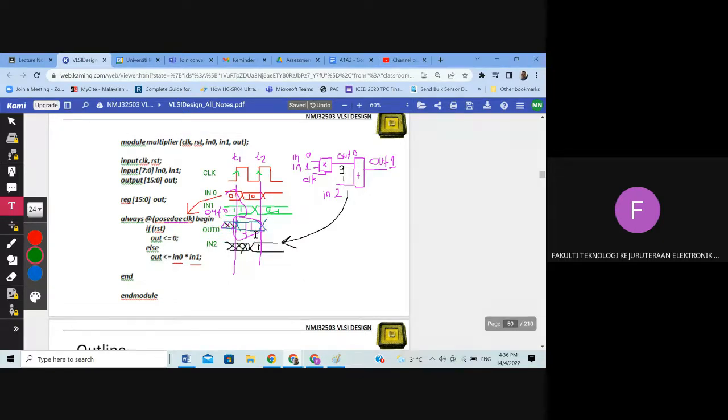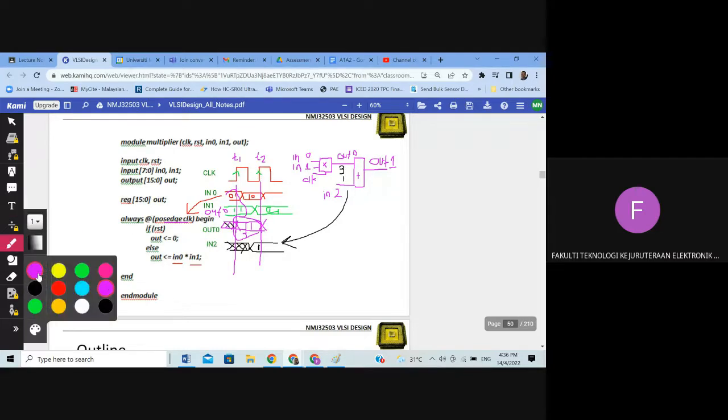So in this case, the input managed to arrive early, before the next rising edge of the clock. So that means your adder here managed to add these two values, and then you will get the value on the next rising edge, which is after the second rising edge of the clock. So 3 plus 1 equals 4.